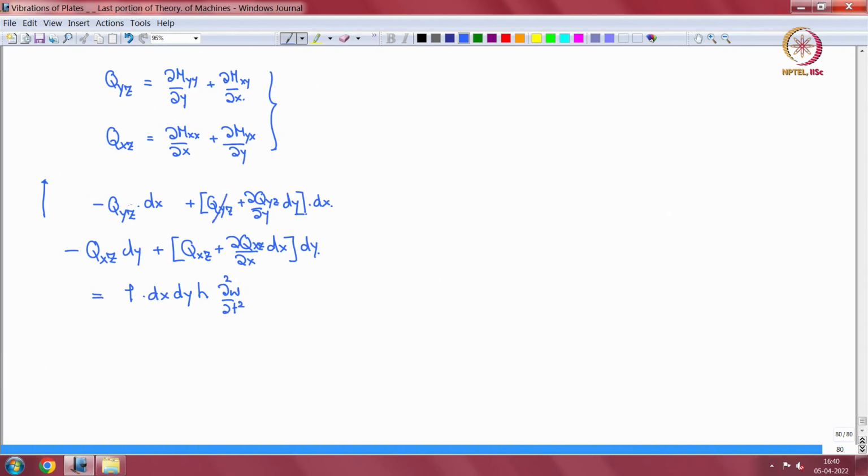Again this goes with that, this goes with that, and we are left with del QYZ by del Y plus del QXZ by del X equal to rho h del 2 w by del t square.